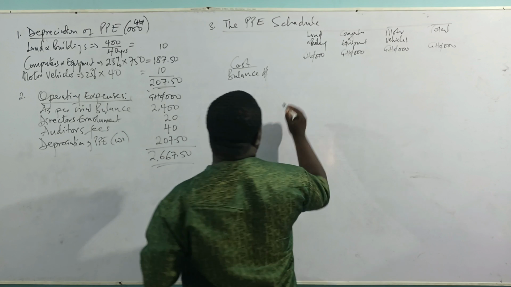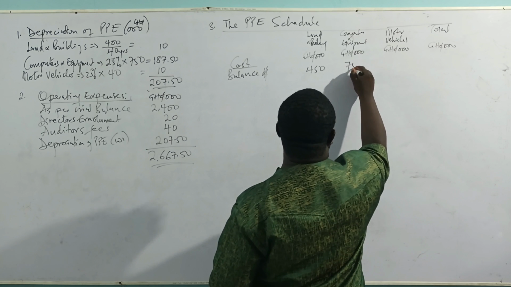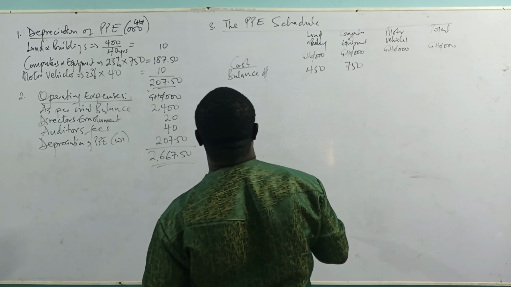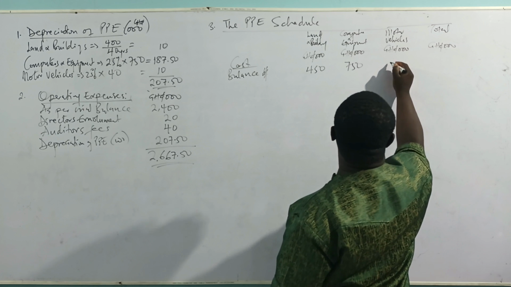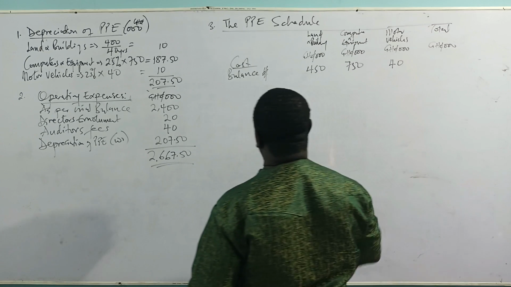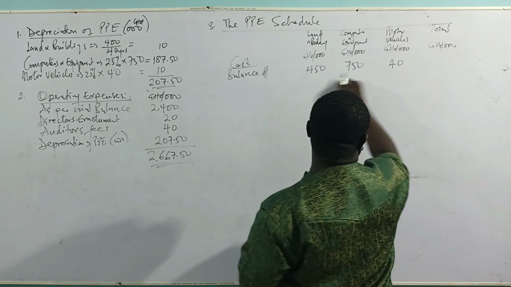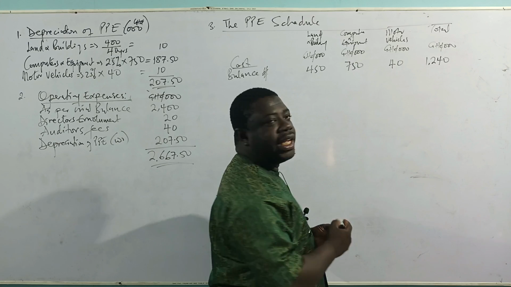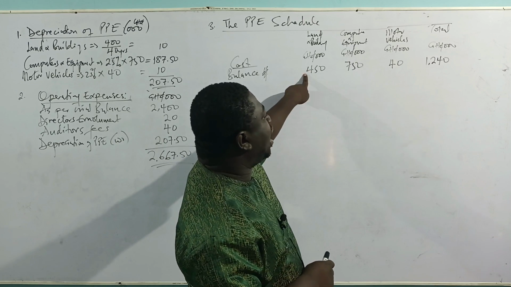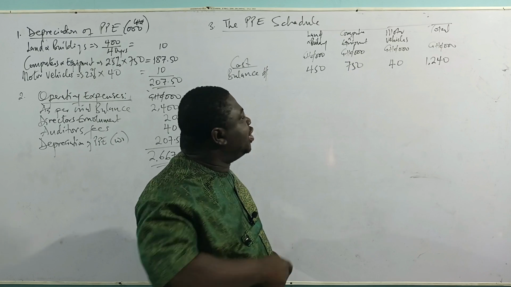So we have 450 for land and building. We have 750 as opening balance for computer equipment. And then we have 40 as the opening balance for motor vehicles. In all, the total will be 1,240, which is already displayed in the trial balance. But we just add 1, 2, 3 together and we have the total. That is how the total column is derived.